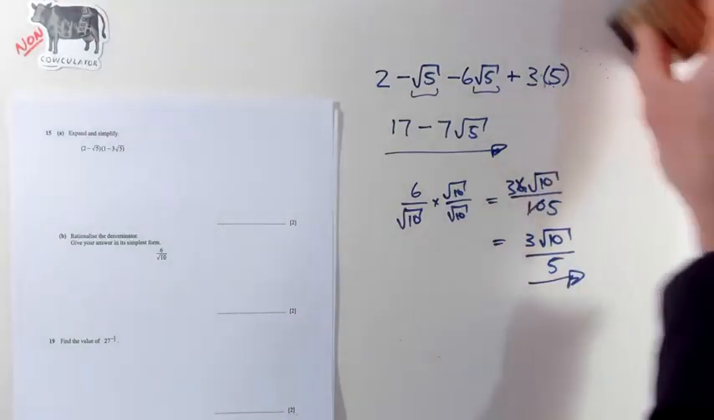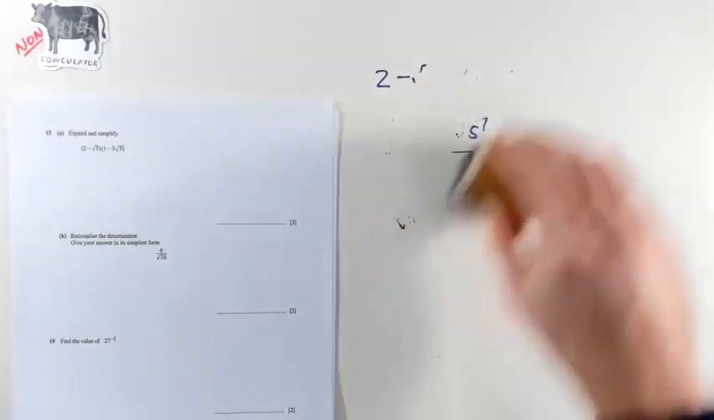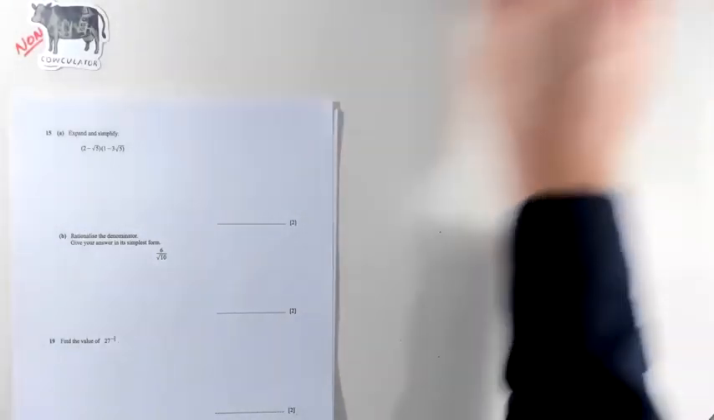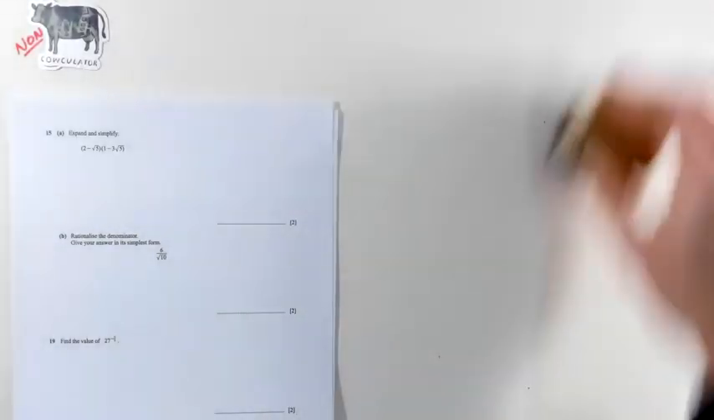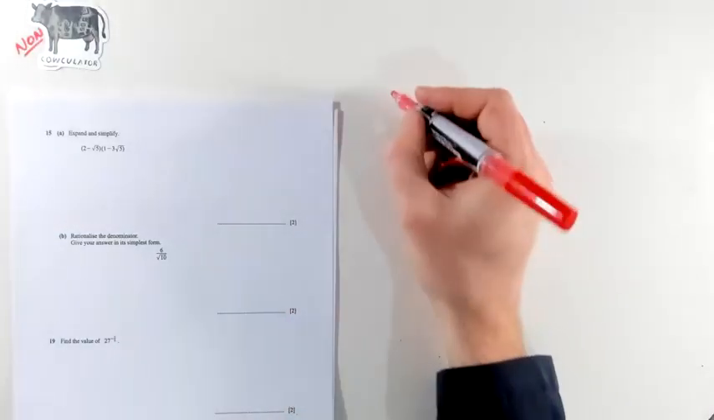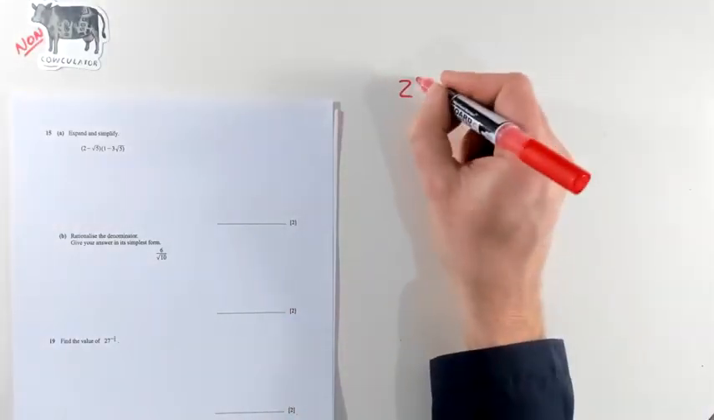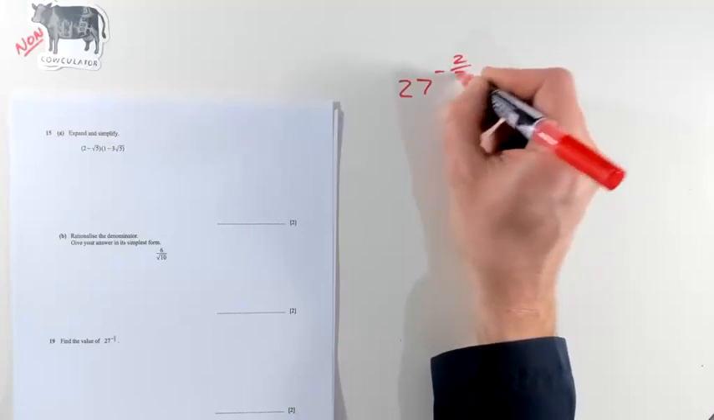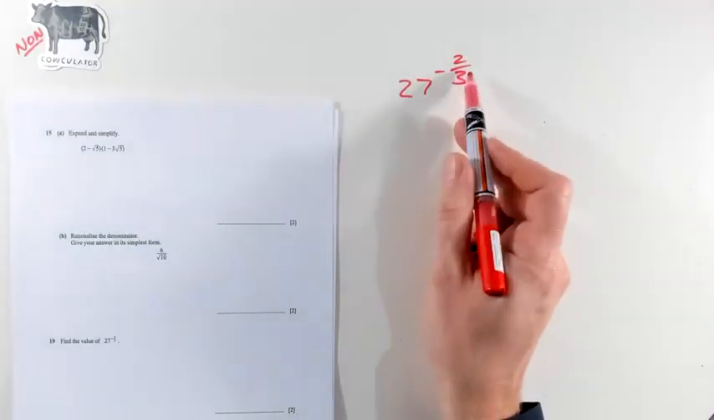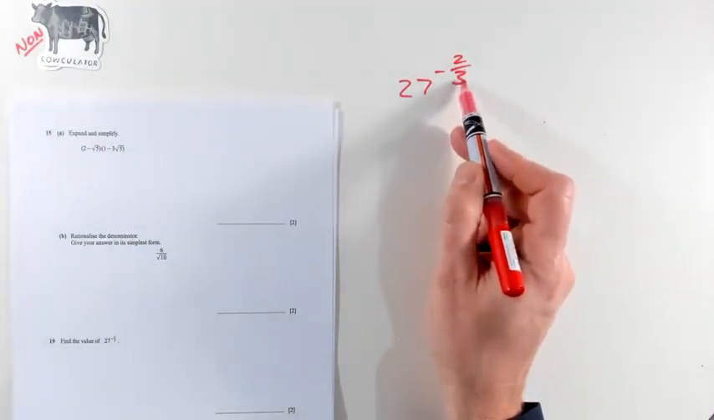Okay, and number 19, we have some fractional indices. These are probably my favorite. I don't know who thinks these things out, but they make my life great. I really love these questions. So with the 27, I'll just write that a little bit bigger so you can see. Maybe you can't see it watching on your phone or something. So 27 to the power of 2/3.